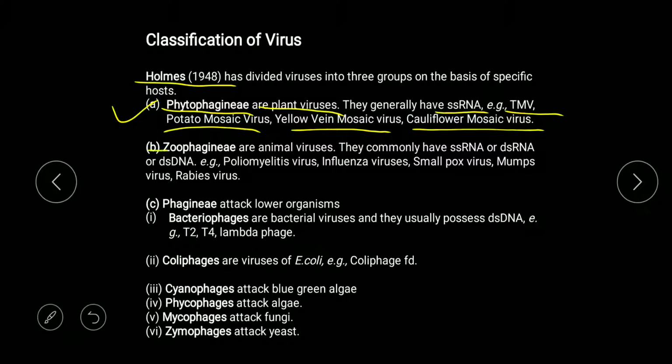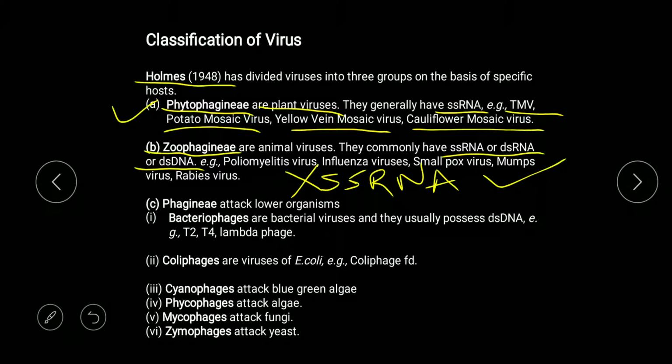Another group is zoophaginae. Zoophaginae means animal viruses. Animal viruses commonly have single-stranded RNA, double-stranded RNA, or double-stranded DNA. Remember that single-stranded RNA is not found in zoophaginae. The examples are poliomyelitis virus, influenza virus, smallpox virus, mumps virus, and rabies virus. They are zoophaginae. Phaginae also attack lower organisms.